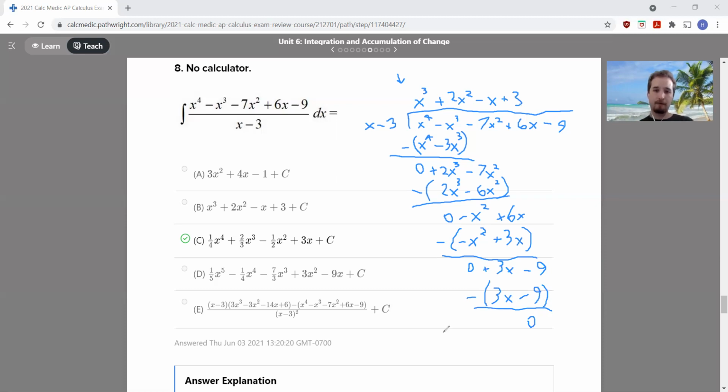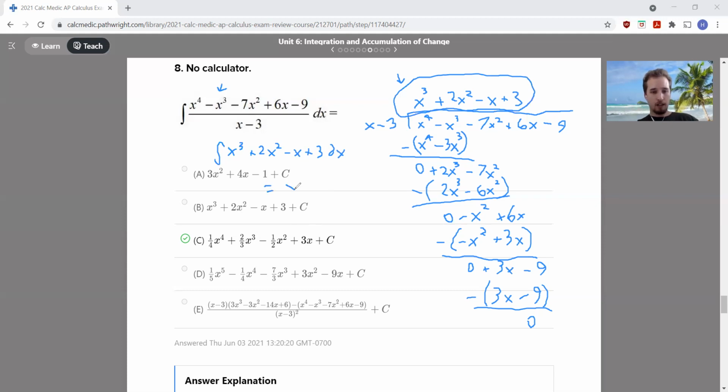So, in other words, because we divided this, this is actually equal to, we divide the x minus 3 perfectly into here. This is actually equal to just this. So we just get the integral of x to the third plus 2x squared minus x plus 3 dx. Now this is much easier to do an integral for.